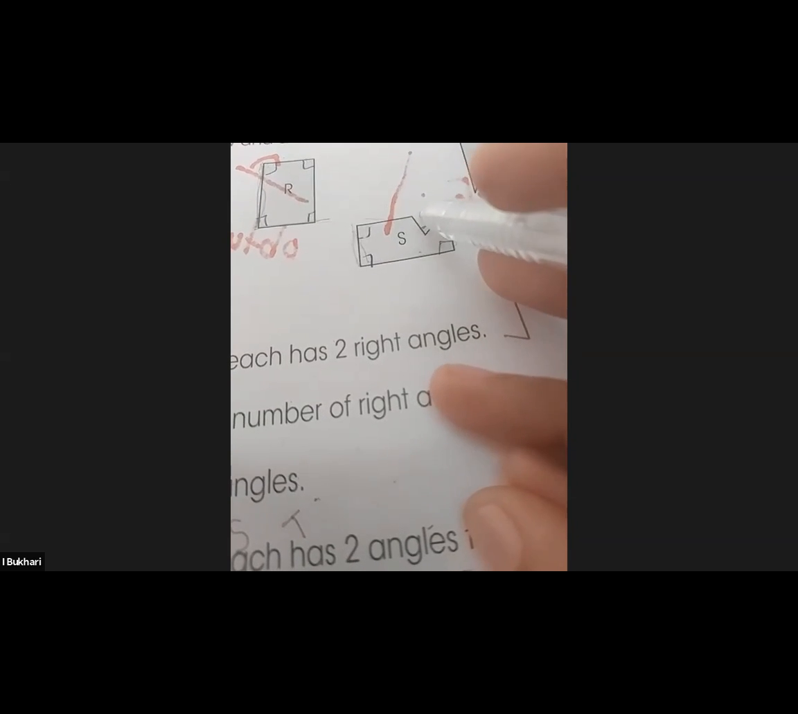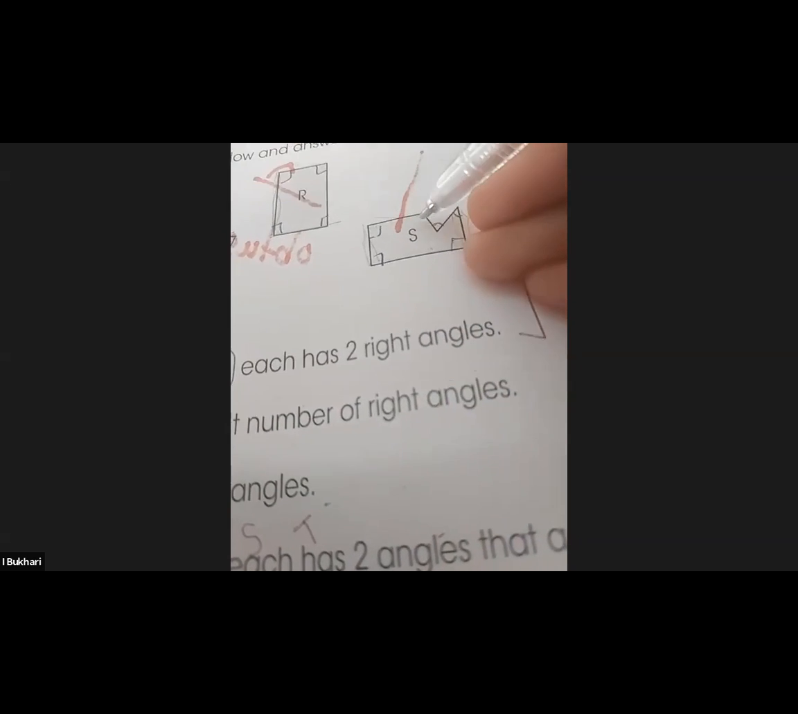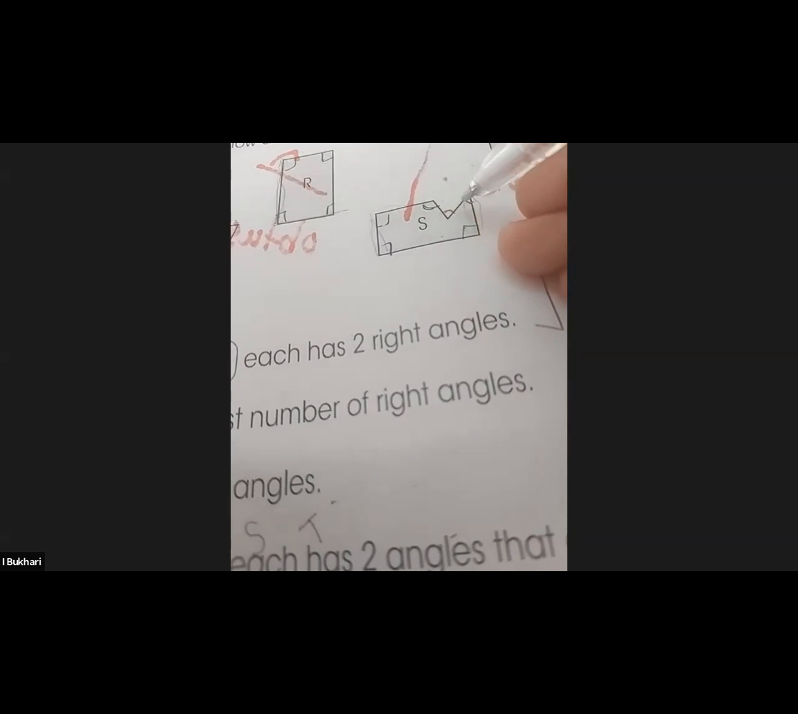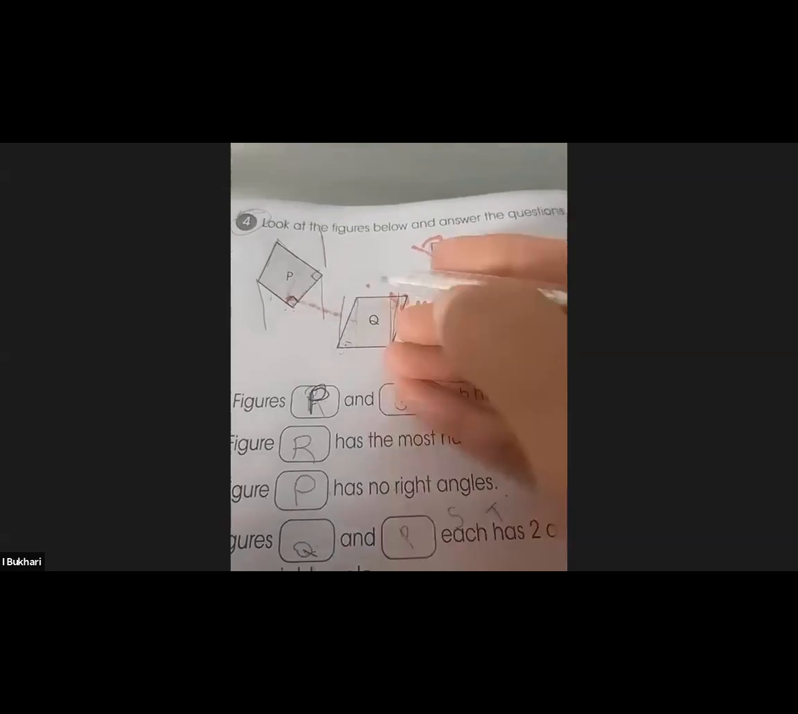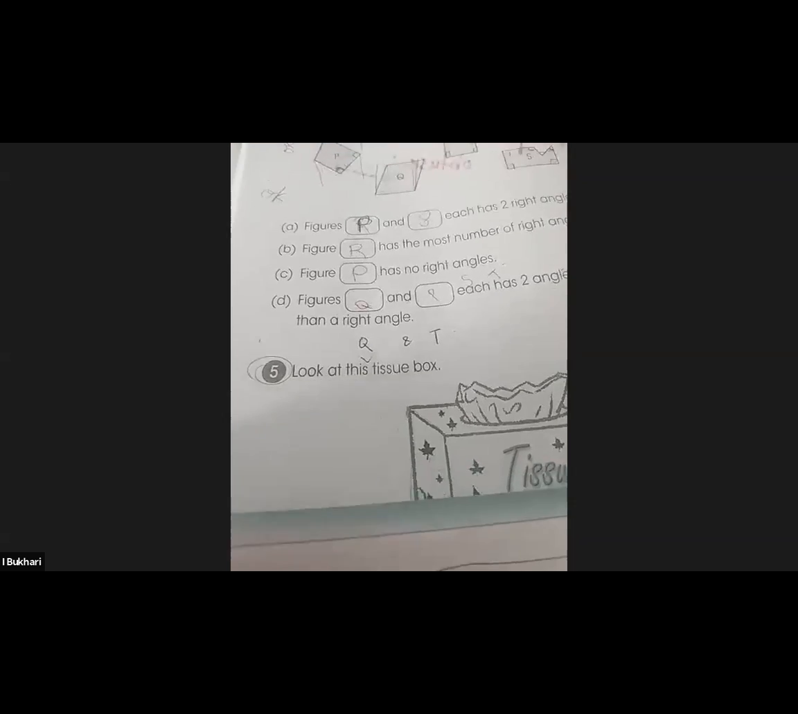Can it be S? No, this one is smaller, but then this is greater than 90. This is greater than 90. This one is greater than 90. So only one angle is smaller than 90. So S cannot be the one. Okay, this is smaller than 90. So only one. Okay, good job. Your answer is correct. Now look at this tissue box.